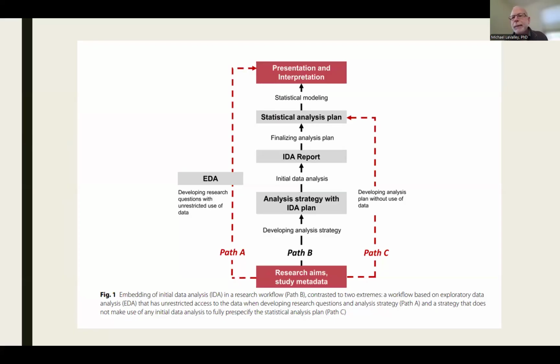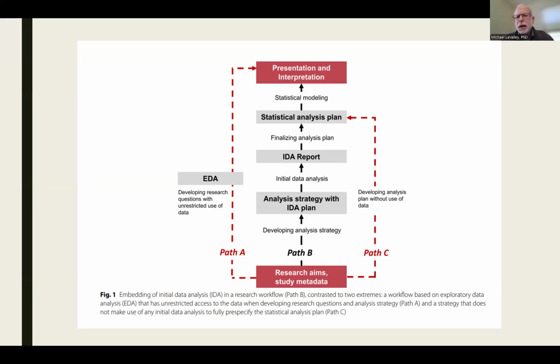So this is from that paper from the STRATOS Initiative, and they discuss different workflows based on including an initial data analysis or not. Path A, the one over here on the left-hand side, is the exploratory data analysis path. So basically, someone gives you the research proposal, you mess around with the data, and you just keep doing that until you come up with the results you're going to present and interpret.